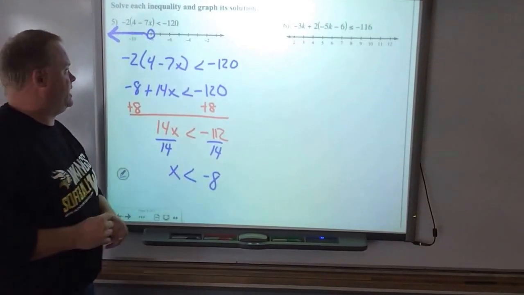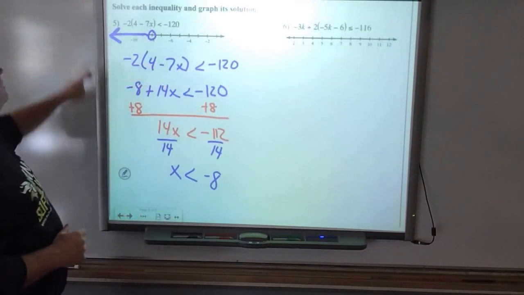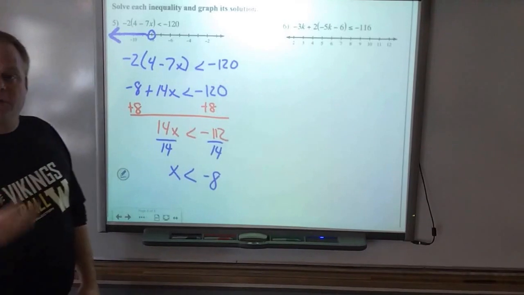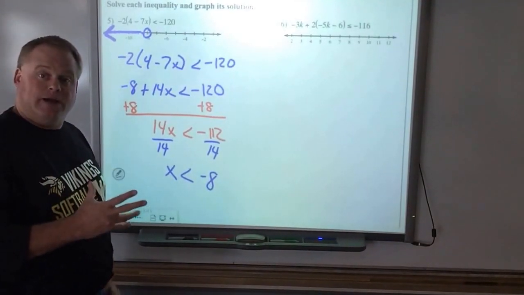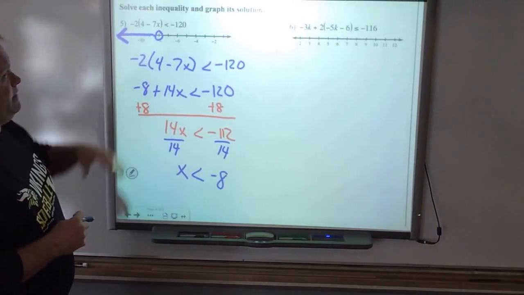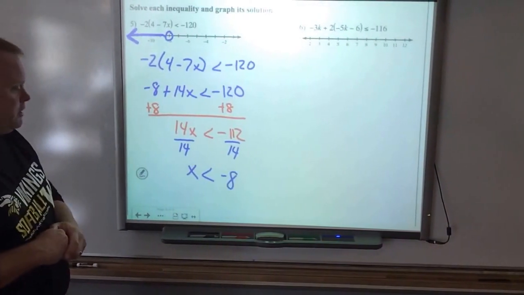X is less than negative 8. And everything less than negative 8 would make this inequality true. Because remember, we're trying to make it true, right? So every solution less than negative 8 is always going to make this a true statement. All right, let's do another one.